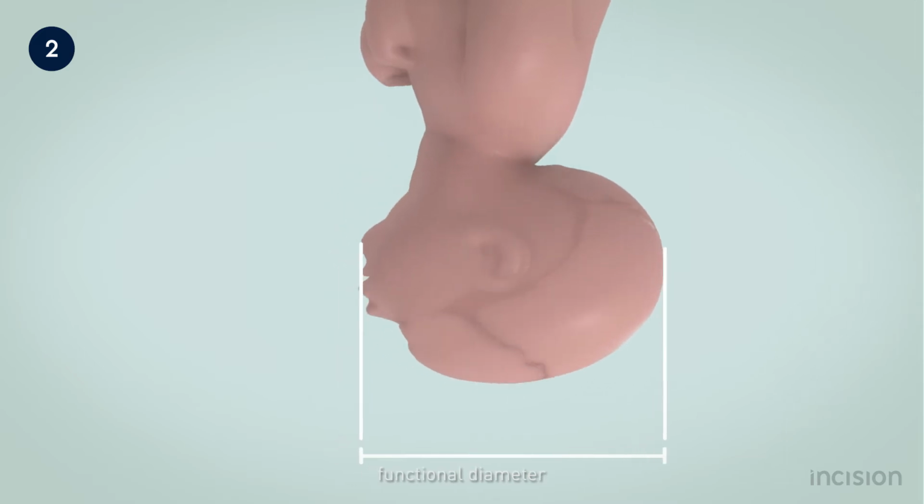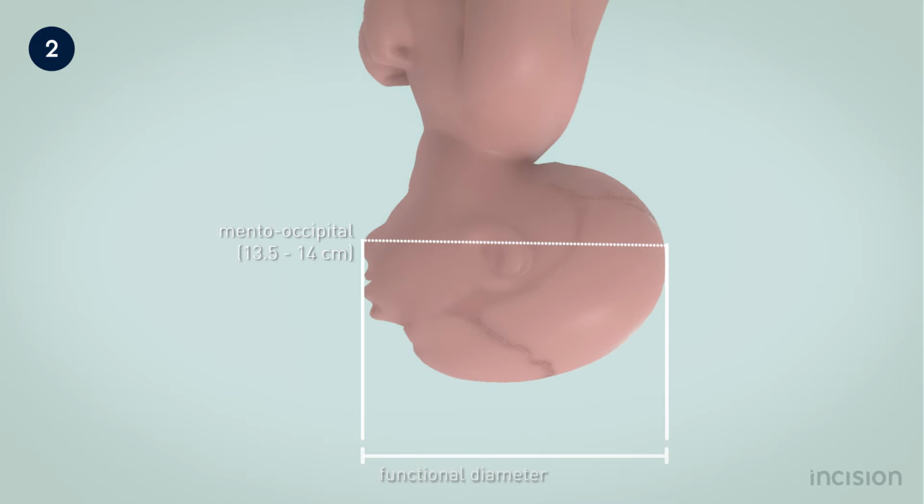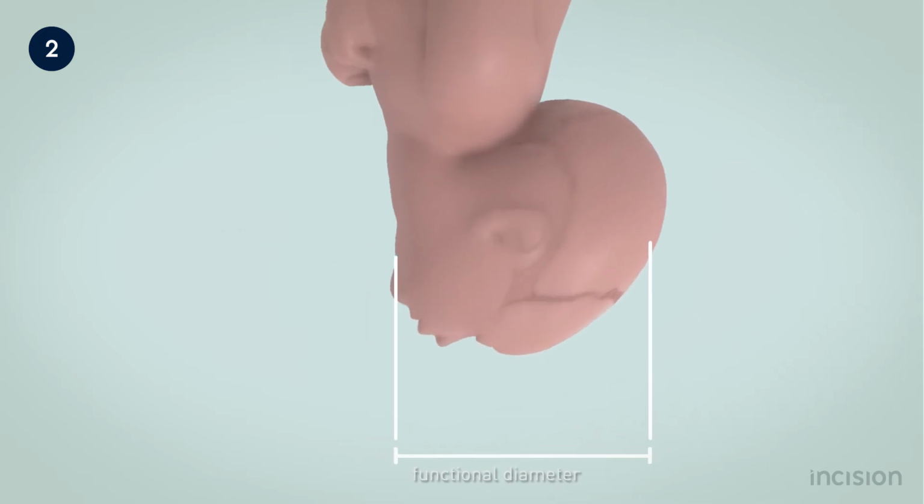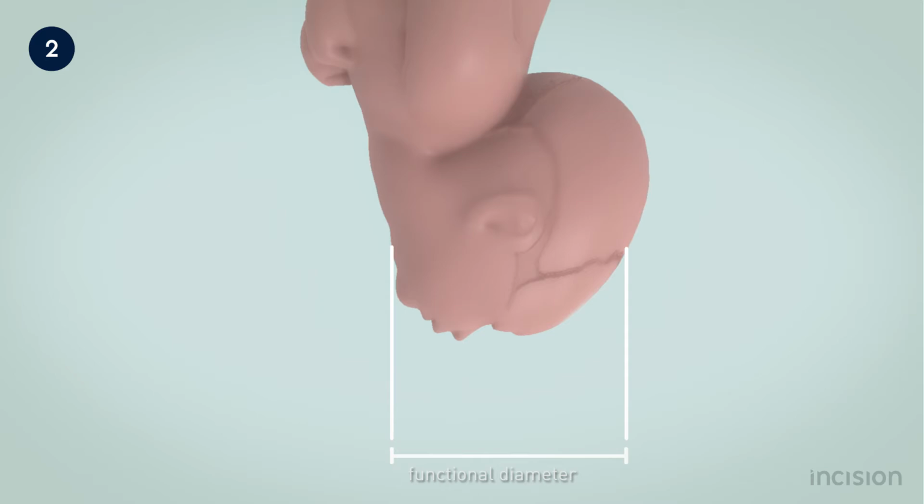In a brow presentation, the presenting diameter of the fetal head will be mento-occipitalis, 13.5 to 14 centimeters, with a circumference of 35 centimeters. In a face presentation, the presenting diameter of the fetal head will be submentobregmatic, 9.5 centimeters, with a circumference of 34 centimeters.